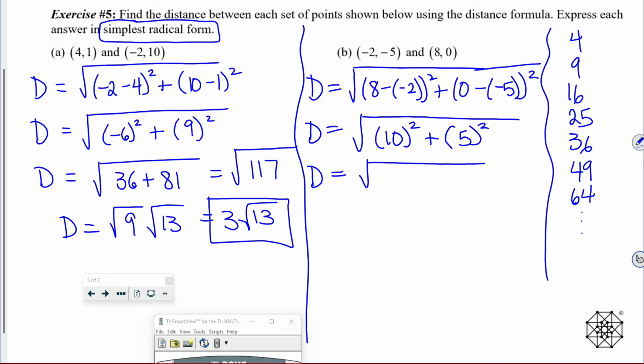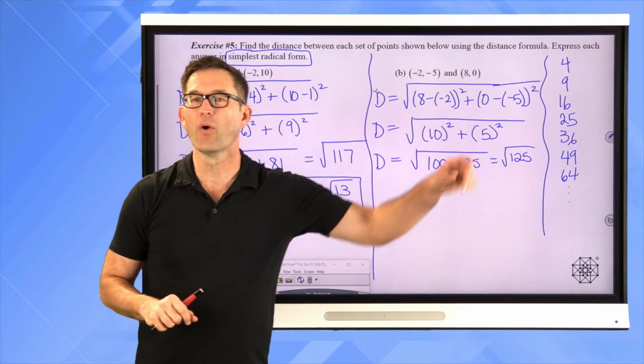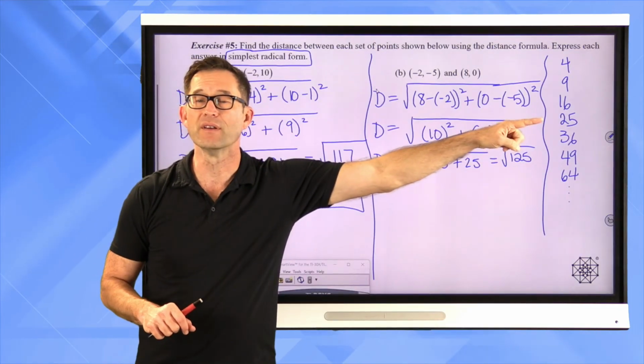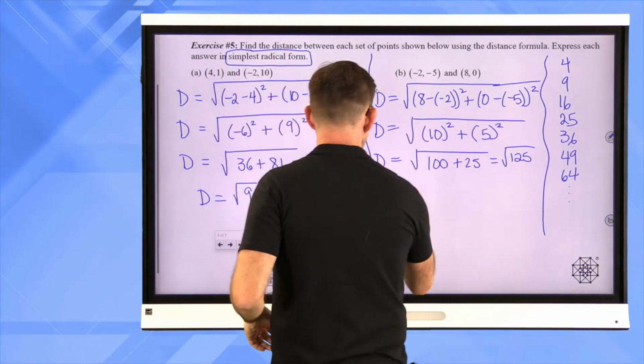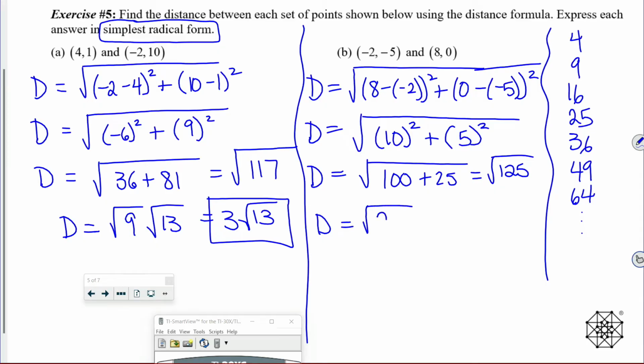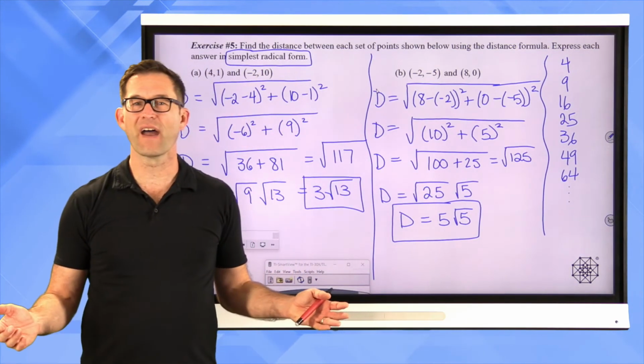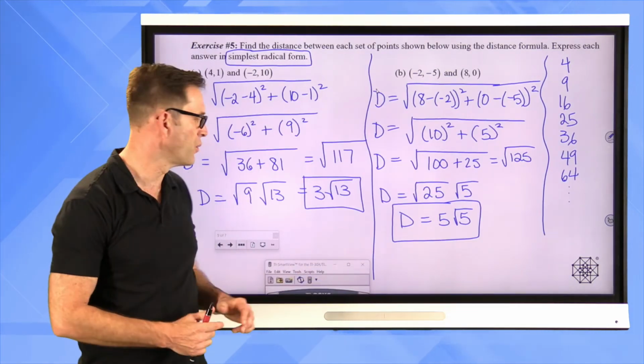So now we're going to have the square root of 100 plus 25, which is, last time I checked, the square root of 125. Now this one, I think, unlike the last one, is not going to be too hard to figure out which one of these perfect squares divides into 125. I'm hoping it's pretty obvious that it's 25, right? In fact, 25 fits into 125 5 times. There's a lot of 5s going on here. So my distance is 5 times the square root of 5. Okay, right? Lots of Pythagorean theorem, or distance formula, whichever one you want to call it.